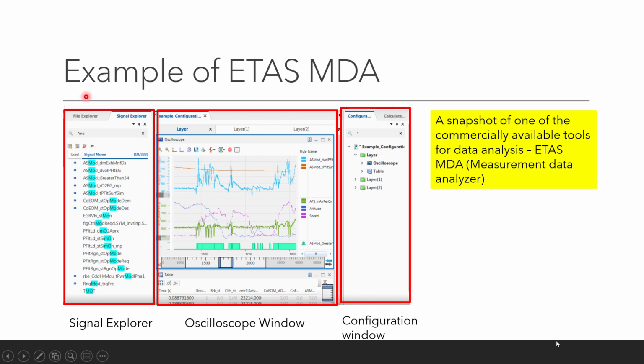This is a screen grab of how ETAS MDA looks. You generally get a file explorer where you can select a bunch of files. Then in the signal explorer, you get all your signals, which you drag and drop in to create an oscilloscope. You can arrange the signals into different oscilloscopes depending on your needs. You can create different layers for different types of signal or analysis that you plan to do. There are also options to calculate extra signals, and some configuration options. This is pretty much the industry standard, and it works pretty well because it helps you analyze data in great detail.